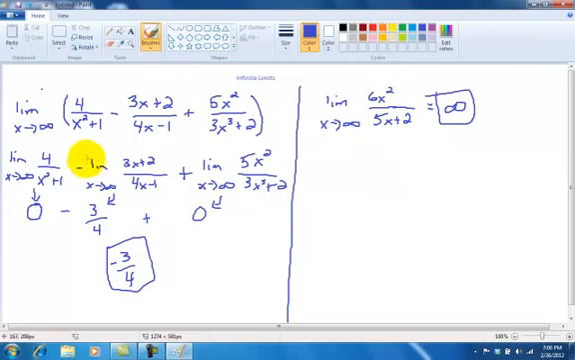So just remember, denominator bigger than the numerator goes to 0. Numerator equal to denominator, ratio of coefficients. Numerator bigger than denominator goes to infinity.